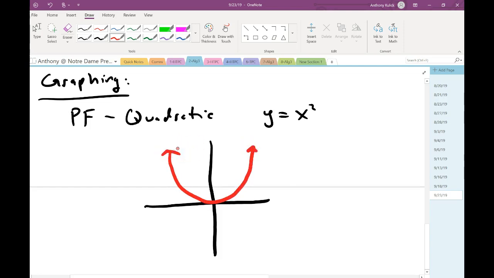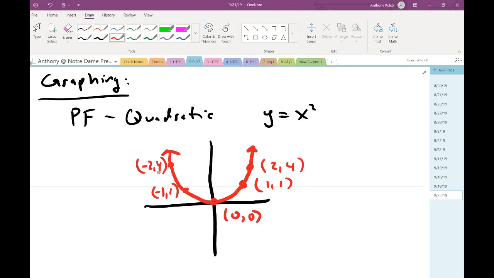What was the name that we called this kind of shape of graph? Parabola. Yep. On a parabola, there's 5 key points that we want to worry about. So they are (2, 4), (1, 1), (0, 0), (-1, 1), (-2, 4).